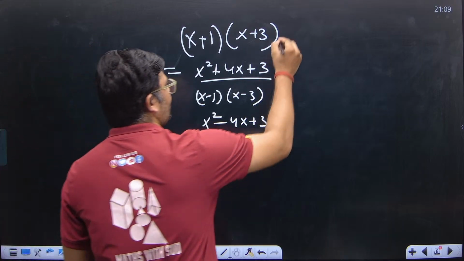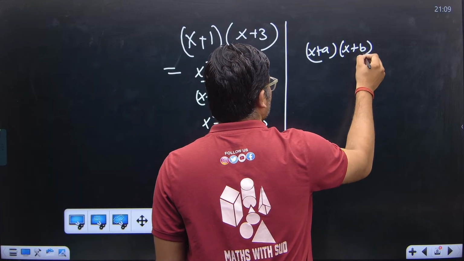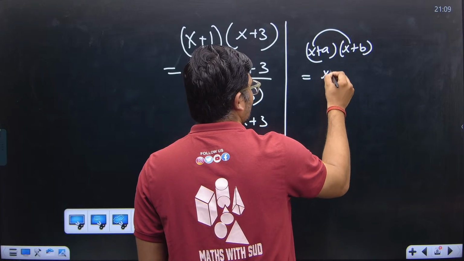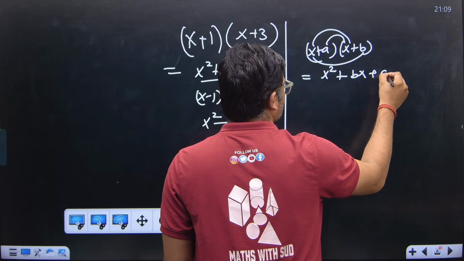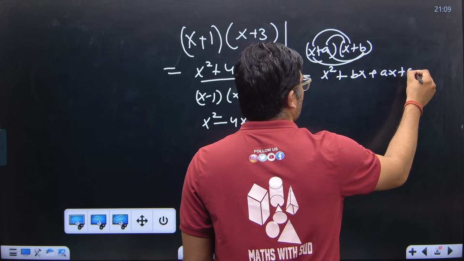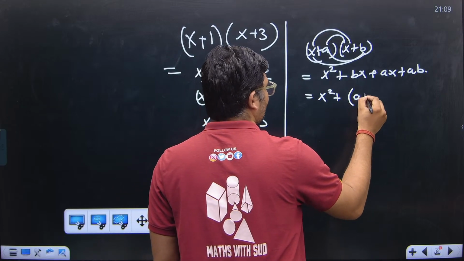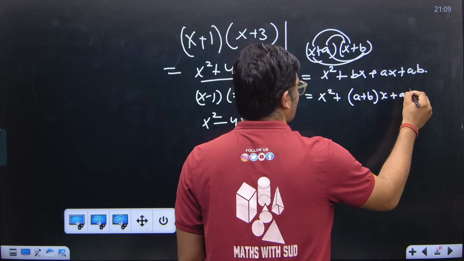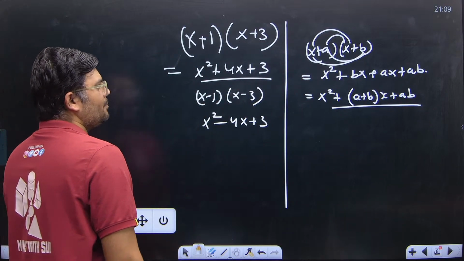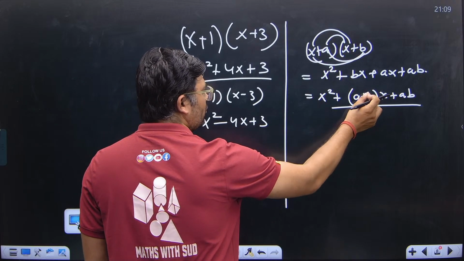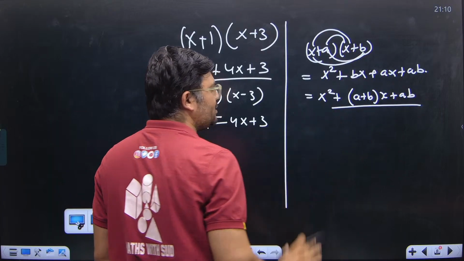Are you getting it? See, we have an algebraic identity. I don't know whether you know about it or not. So x plus a into x plus b is actually, suppose you multiply x into x, you will get x square. x into b is bx. x into a is ax. And a into b is ab. Are you getting it? Yes. So you will write x square plus, in bracket, a plus b times x plus ab. So these two numbers you will add and put as the coefficient of x, and you multiply them and put as the constant.